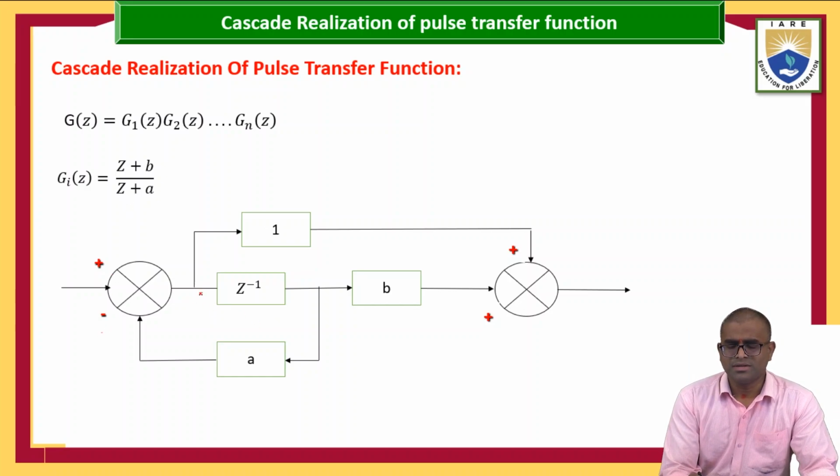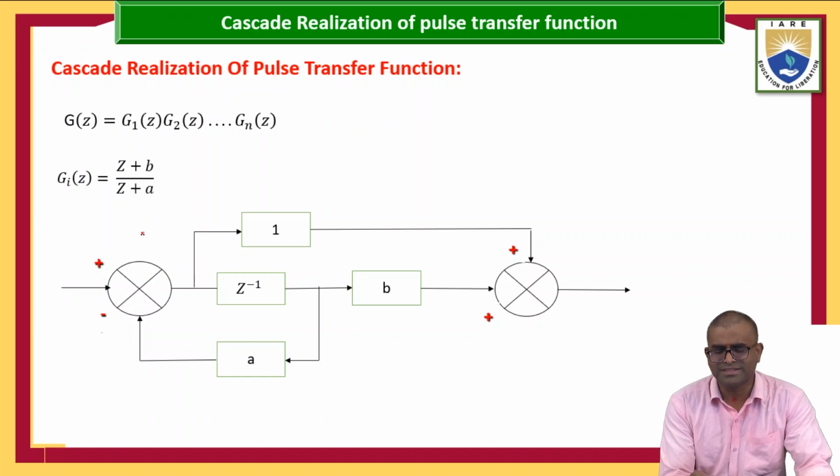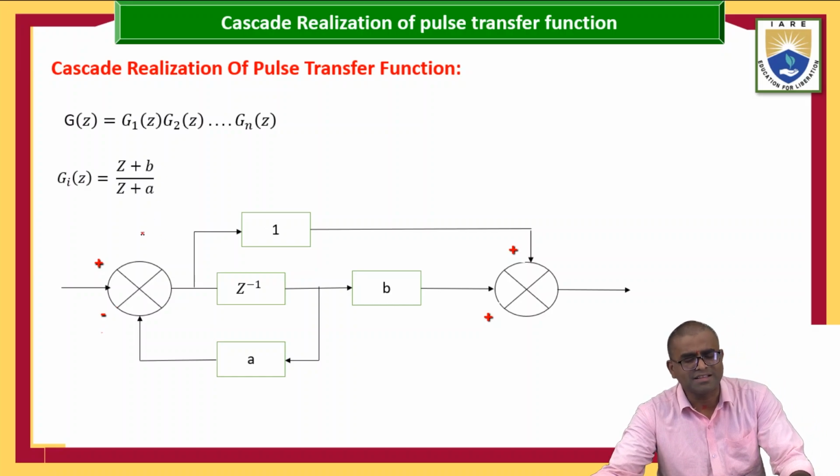So first of all, the order of this function is one, that's why it is coming to z inverse. Coming to the negative feedback, it is coming as a with negative, so it is coming as z plus a. This is your cascade realization of one of the generated functions.